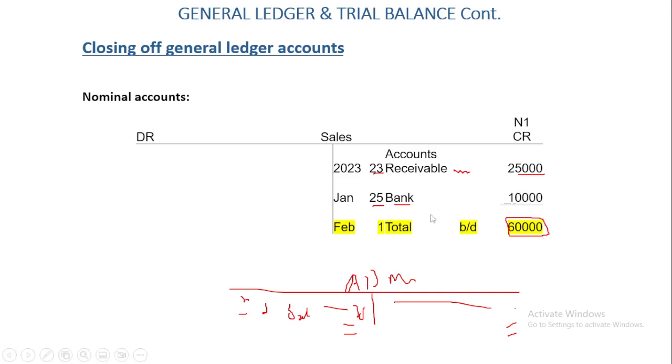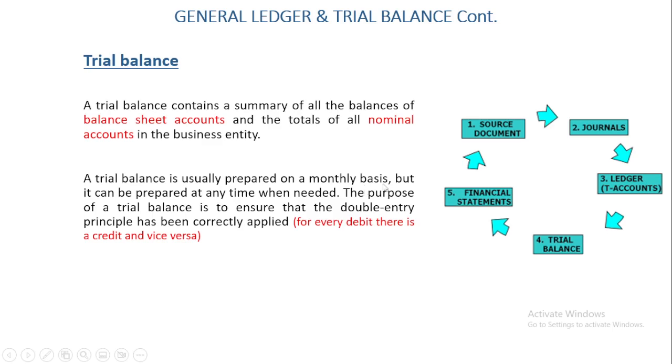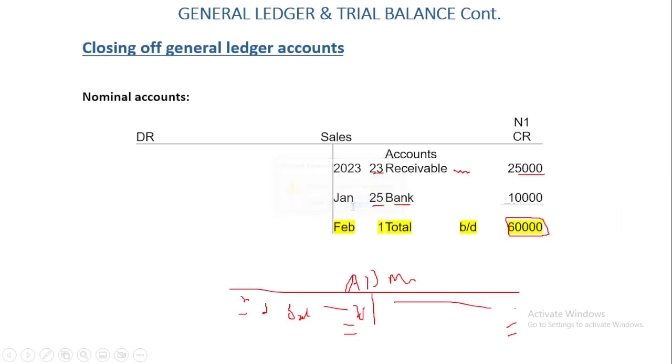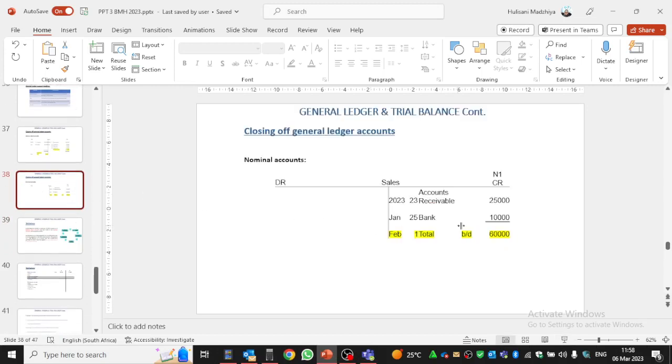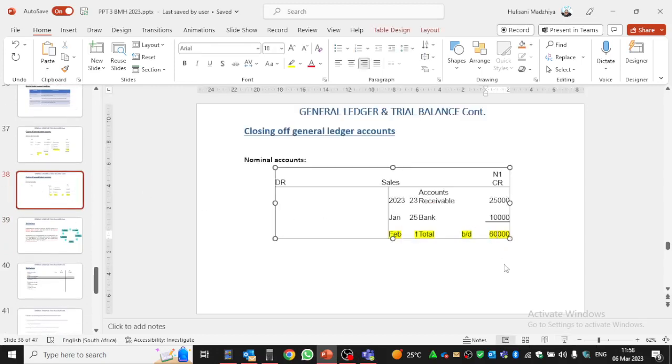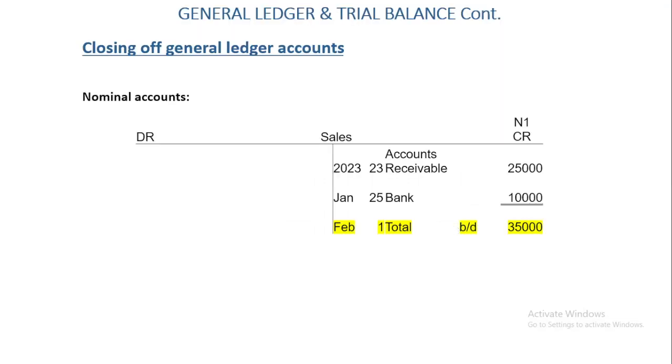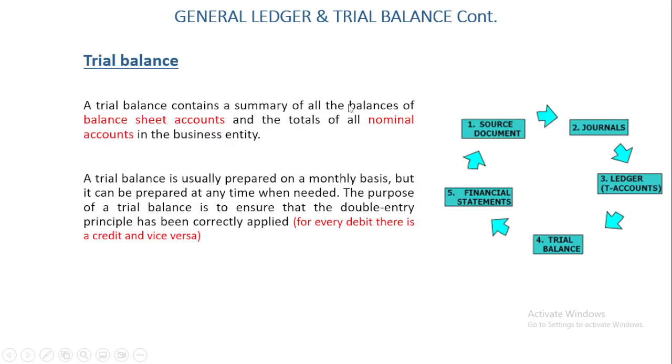So here we're supposed to have sales of 35. So this was actually going to be our sales of 35,000. So this sales of 35,000 is going to be transferred to the trial balance, and then from the trial balance to our statement of financial position.